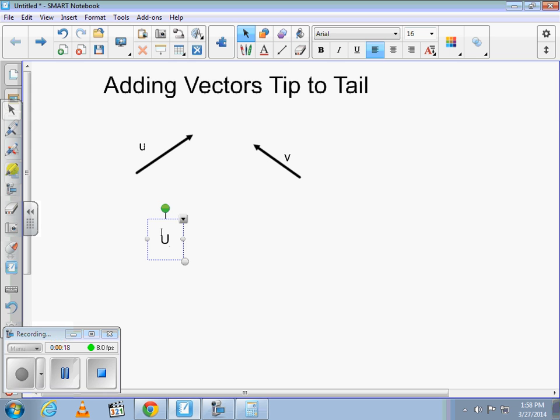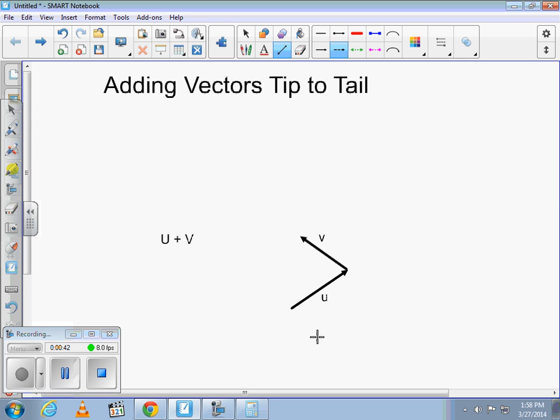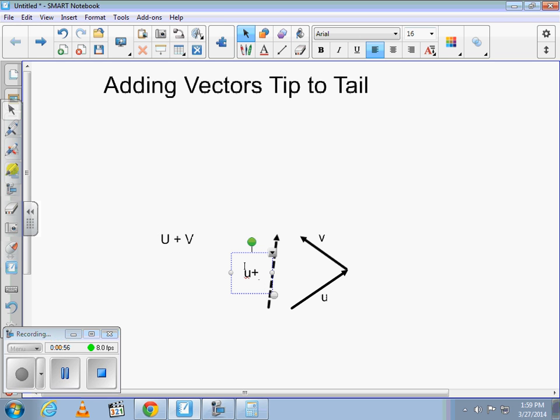And if we were to add the two of them together, vector u plus v is the vector we get when we take vector u and we follow it with vector v. So I'm going to put the tail from vector v at the tip of vector u. So that's v, that's u, and the resulting vector is the arrow that you get when you start at the tail of vector u and finish at the tip of vector v. So this vector here is equal to vector u plus v.